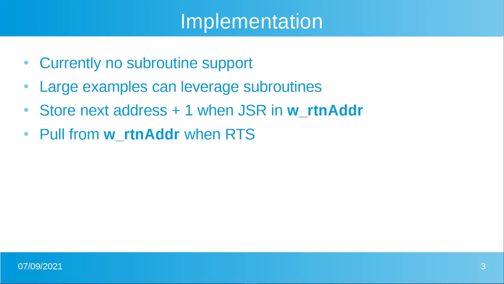The way we would implement a subroutine is to store the next address +1 when a JSR instruction is encountered, and we'll store it in a signal wire called wreturn address. And when we do the RTS, return from subroutine, it'll pull that and use that as the next address for the PC.